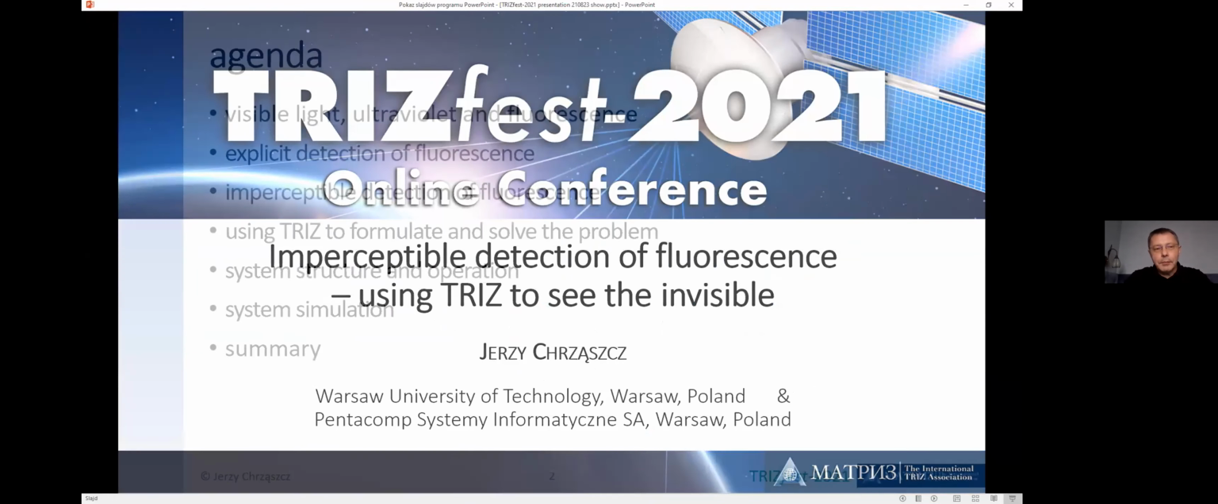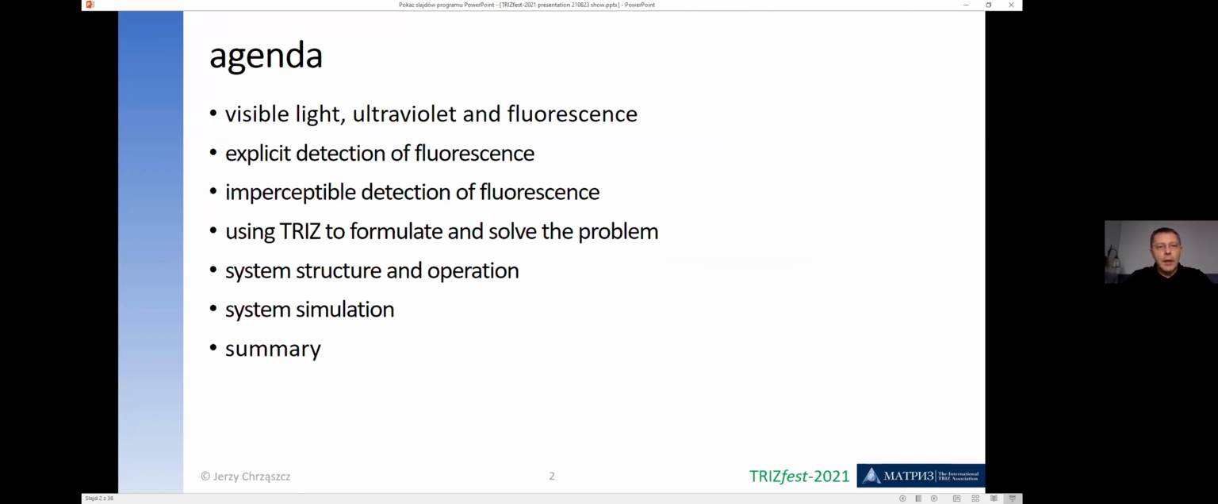We will start with briefly recalling what ultraviolet and fluorescence are. Then we will show the typical approach to fluorescence detection and also justify the need for imperceptible detection of fluorescent markers. The main parts of the presentation will explain how TRIZ tools were used to formulate and solve the problem, and how the generated solution idea was verified using simulation experiments. So let us begin.